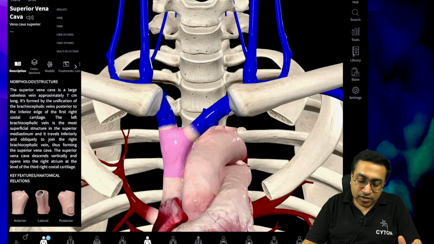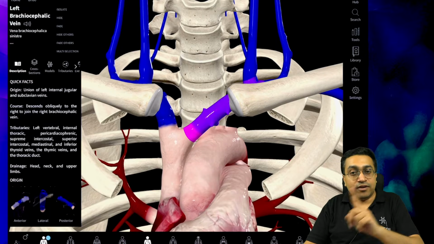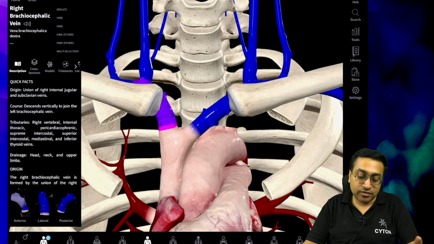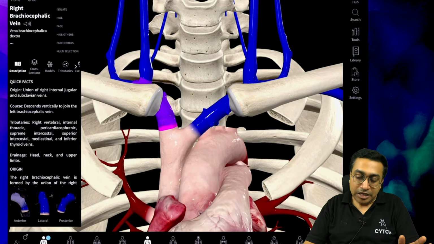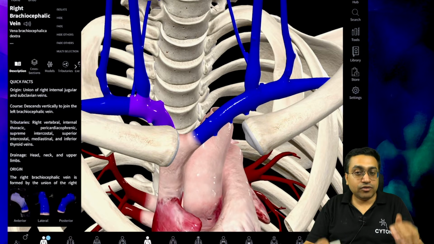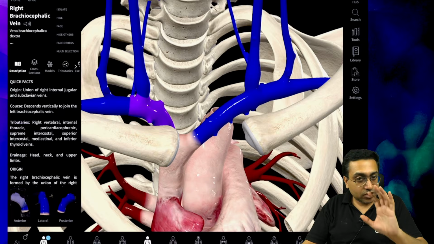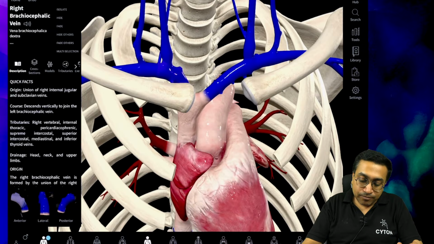You can see on either side, one is the left-side brachiocephalic and one is the right-side brachiocephalic. So both side brachiocephalic veins are draining into the superior vena cava. Very important viva question.